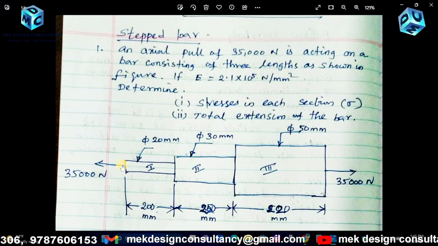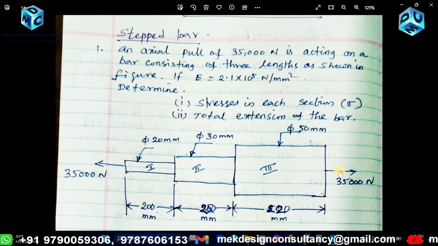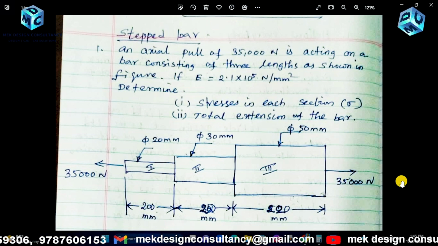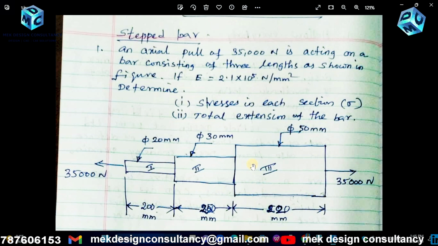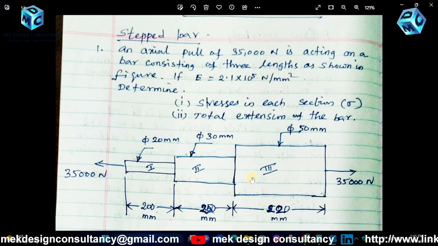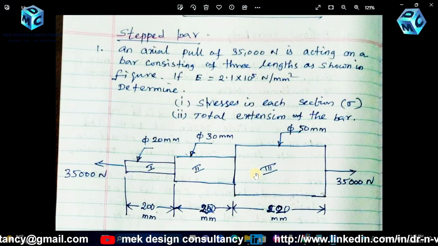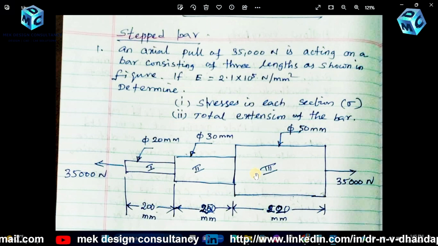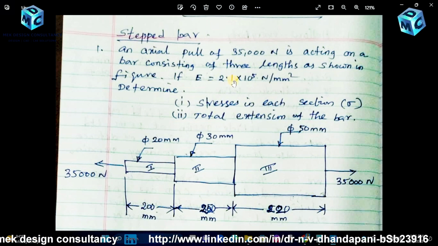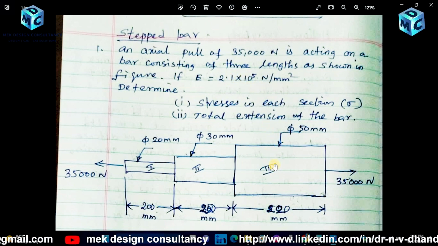At both ends we have an axial load of 35,000 Newton, one towards the left direction and the other towards the right side. Our main objective is to determine the various axial stresses occurring in all 3 sections, and also find the total extension or elongation of the bar. Assume this is a structural steel material and the Young's modulus is 2.1 e power 5 Newton per millimeter square.